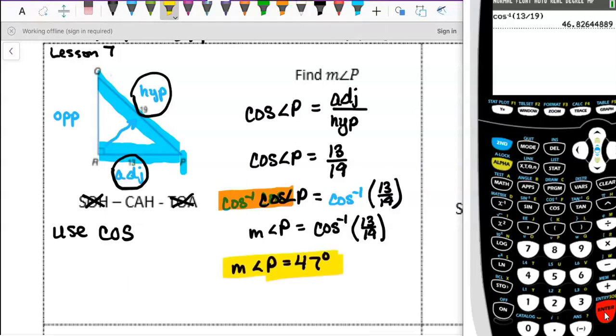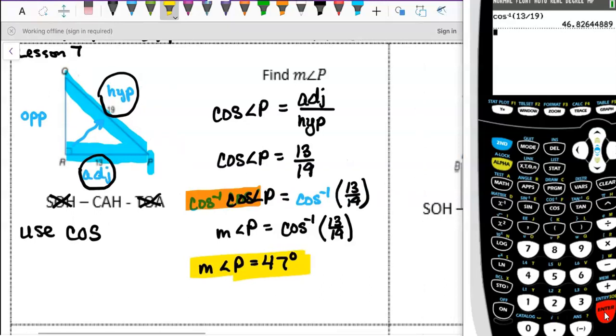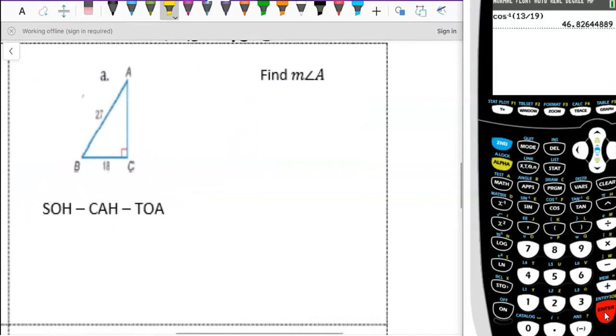So let's look at our next one. We start by identifying the angle. We are looking for angle A. So this here is angle A. That is our reference angle. That makes this one the hypotenuse because it is straight across from our right angle. This one here is the adjacent. It is the side of our angle. And this one is the opposite.